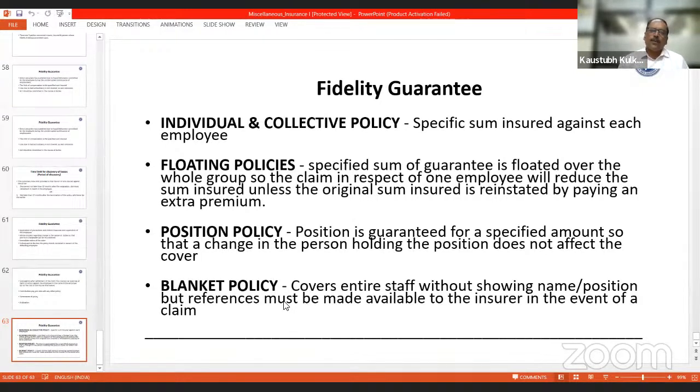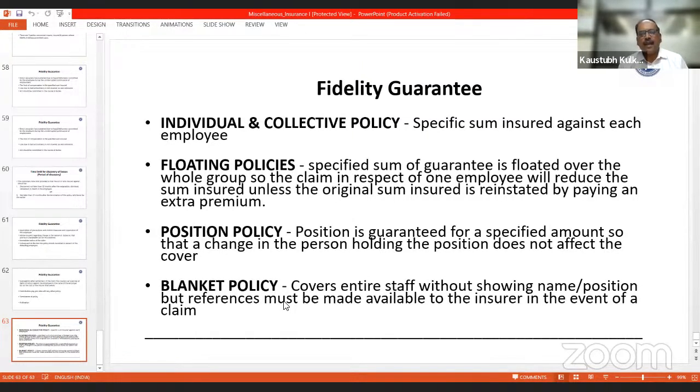Because the persons who are engaged in certain positions may be changed, may be transferred from that particular office to certain other office. So in those cases, every time it is a difficulty for the insured to inform the insurer regarding change, but their positions are fixed. Suppose in case of a bank, the cashier or the persons who are engaged in money issuing or taking. So the positions are fixed, but the individuals will be transferred.